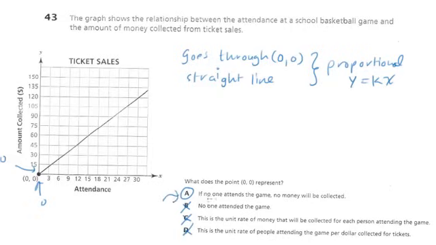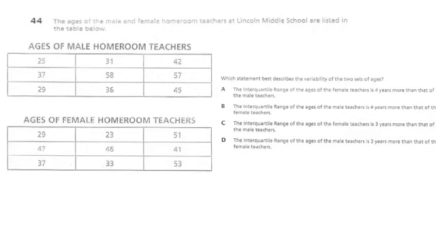Our answer is A. If no one attends a game, no money will be collected. And that makes sense from looking at the graph, and it makes perfect common sense as well. Nobody goes, how are they going to make any money from tickets? They're not going to make anything, right? Okay, so that was 43. Okay, so 44.